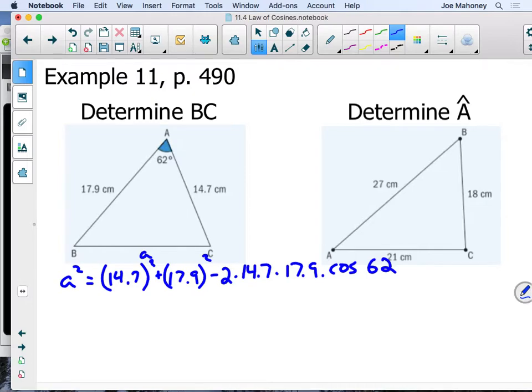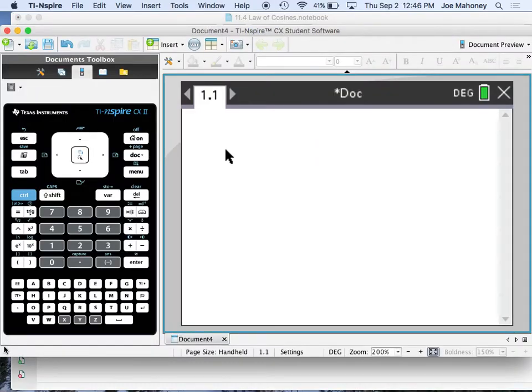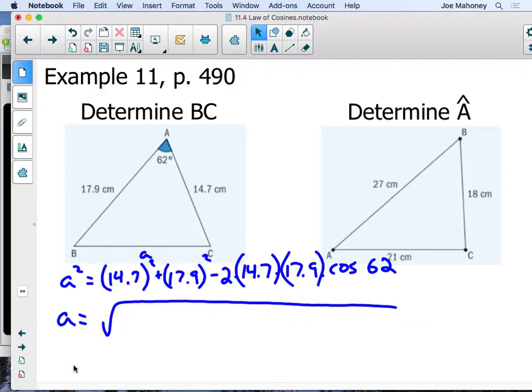Now, if you take a look at this equation, this expression on the right side gives you the value of a squared. We want to find the value of a. So eventually, we're going to have to take the square root of all that stuff. So I'm going to go to my calculator, and maybe I'll do it in 2 separate steps. What are my numbers? 14.7, 17.9, and 62.